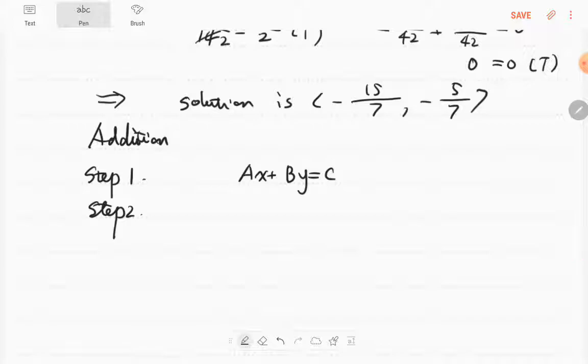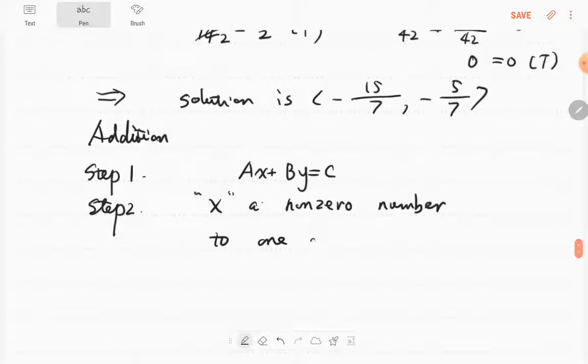We should do the multiplication, if necessary. I would say if necessary. Maybe we should do the multiplication, of course, we should multiply by a non-zero number, to one of the equations.